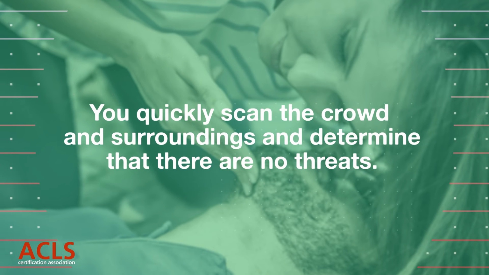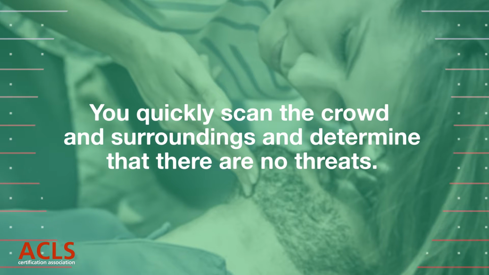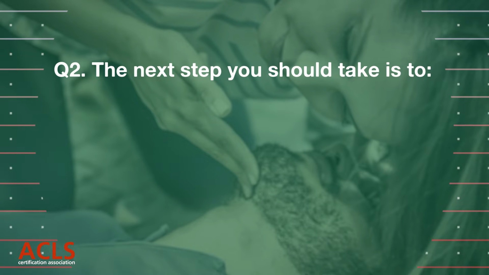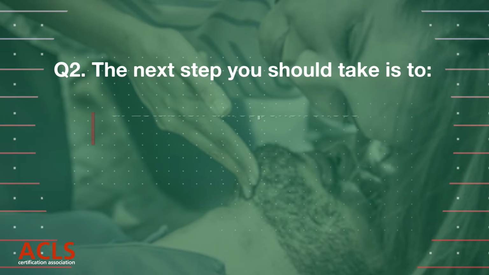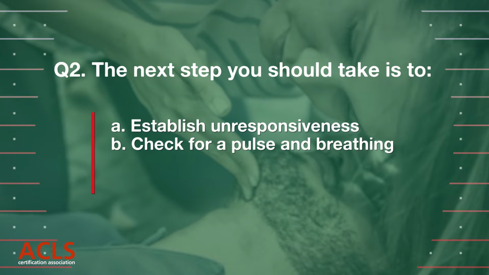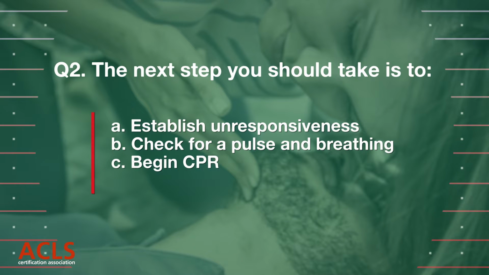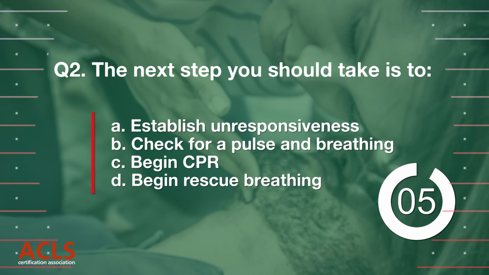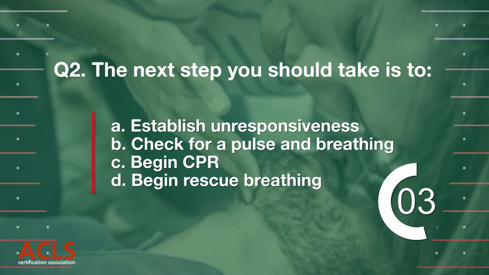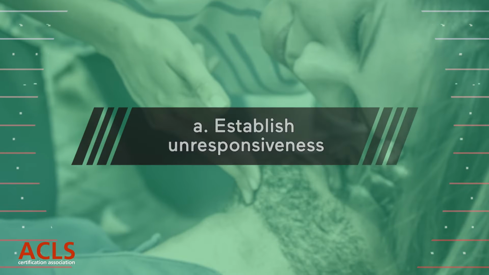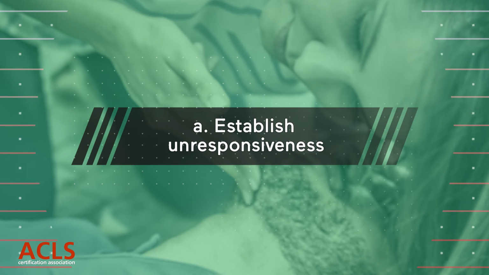You quickly scan the crowd and surroundings and determine that there are no threats. 2. The next step you should take is to: A. Establish unresponsiveness. B. Check for a pulse and breathing. C. Begin CPR. D. Begin rescue breathing. Correct answer, A. Establish unresponsiveness.